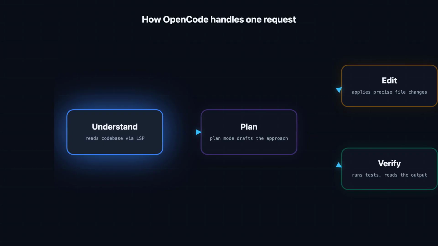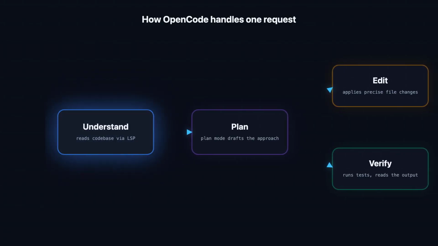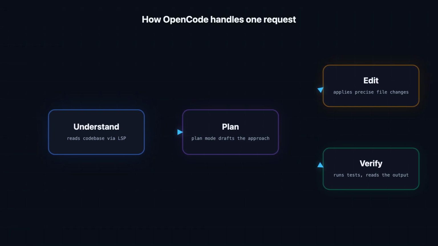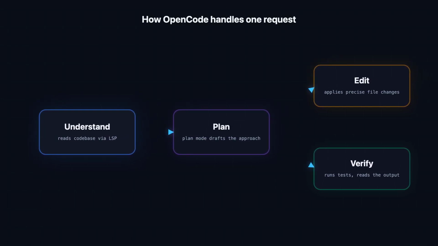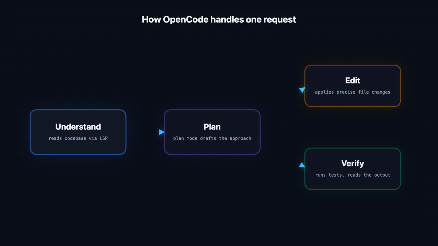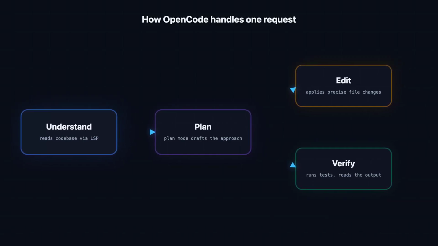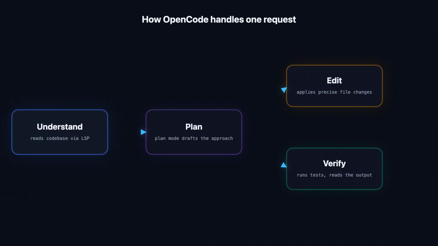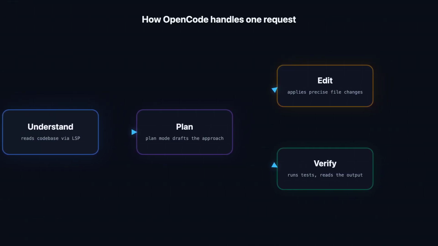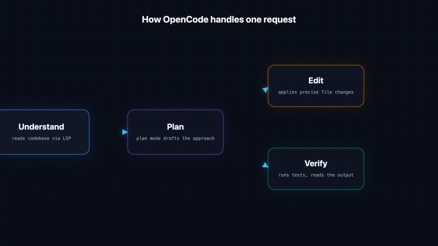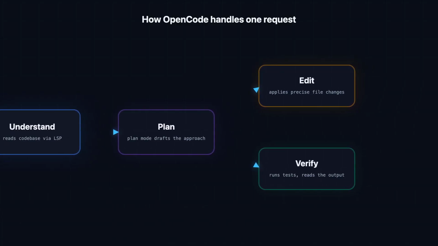Every task begins with understanding your codebase. OpenCode pulls in a language server protocol, or LSP, so it sees real symbols, types, and definitions the way your editor does. It reads the relevant files instead of guessing, building an accurate map of how your project actually fits together before it changes a single line.